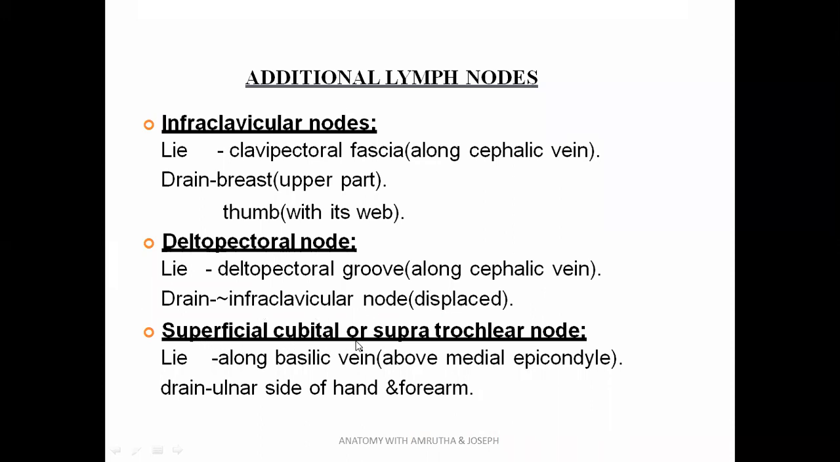Superficial cubital nodes are seen in the cubital fossa, lying along the basilic vein, which is the medial vein of the forearm, just above the medial epicondyle, and they drain the ulnar side of the hand and the forearm.